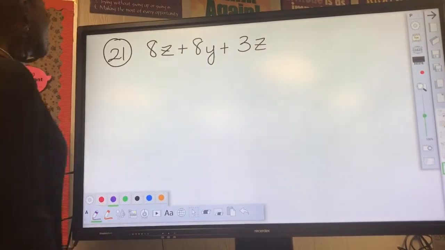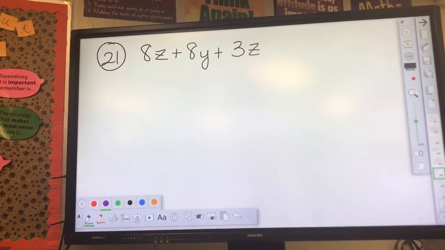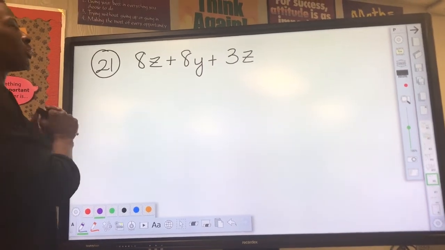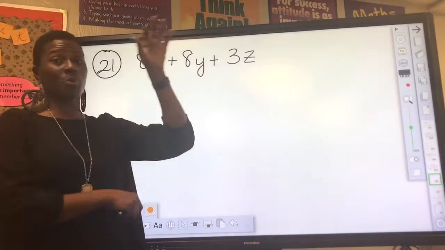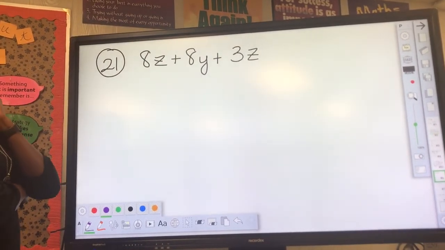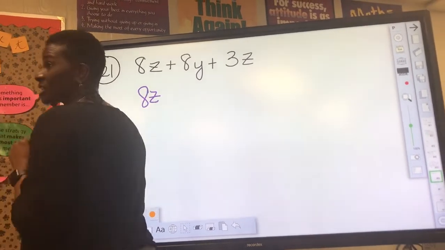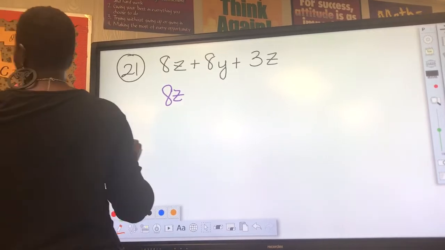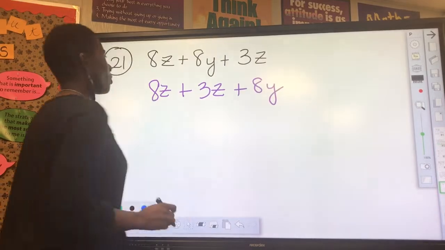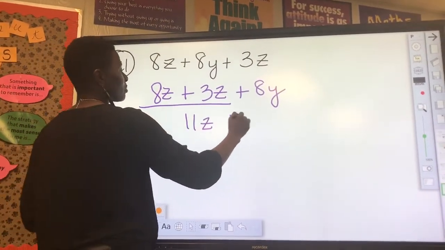Next problem. 21. What are our directions? The same thing. Simplify each expression. So we are combining like terms, making sure we have no parentheses. So what are my like terms in this problem? 8z and 3z. So can I use the commutative property to move them around? 8z plus 3z plus 8y. Now what? You're going to add 8z and 3z. Good, which is going to give me 11z plus 8y.